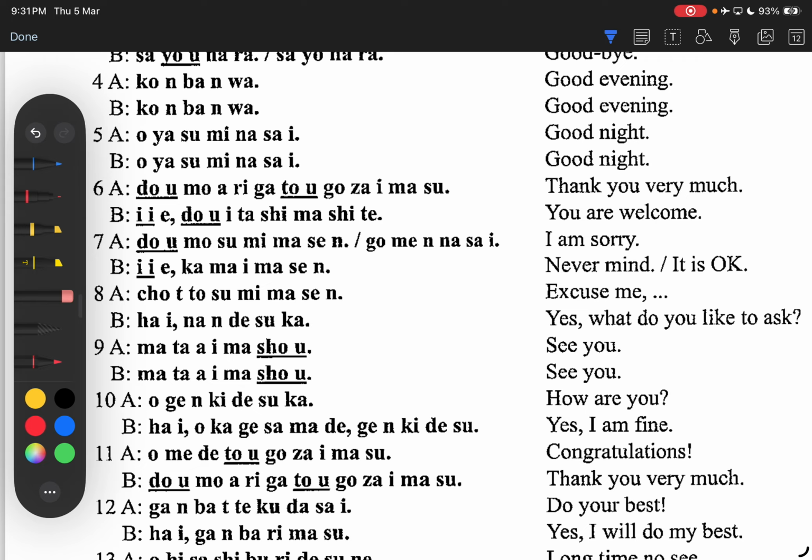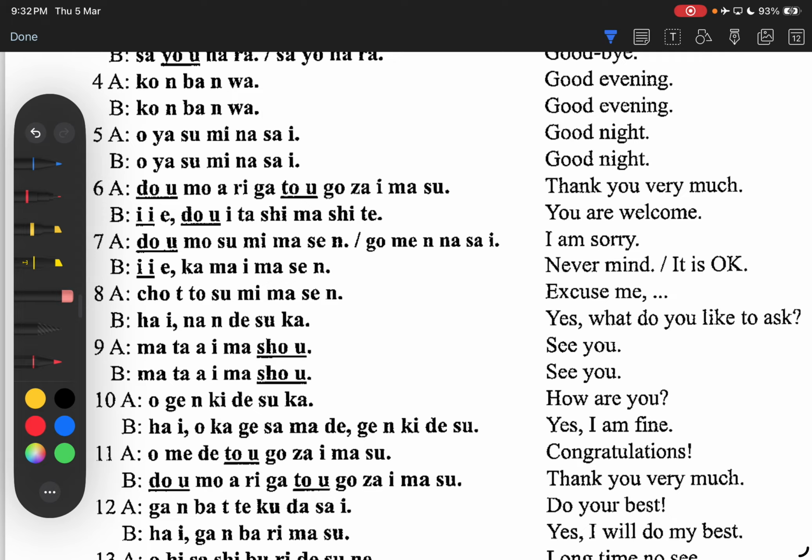Number 8, chotto sumimasen. Okay, so sumimasen is excuse me, right? So chotto means a little. So when we say chotto sumimasen, it's like paisei a bit. Sorry, paisei a little. Hey, excuse me a little. Sorry for a moment. Right?